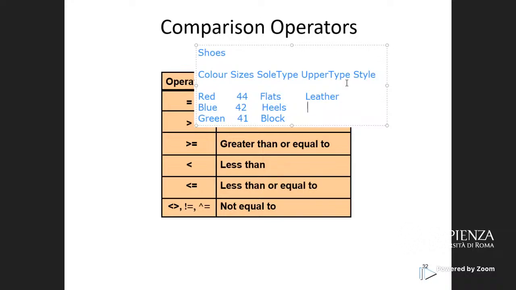Okay, so for the upper type, we are saying we have leather, we have synthetic, and then we have just linen. I don't know if they use linen, but let's just say linen. For style, let's say this is classic, modern, and then let's say this is retro.